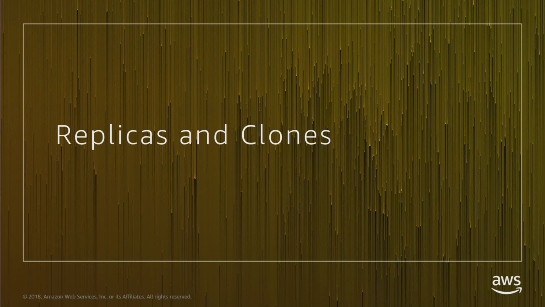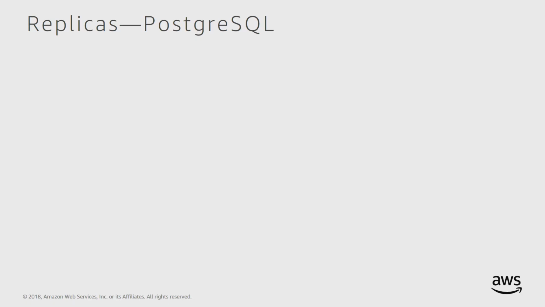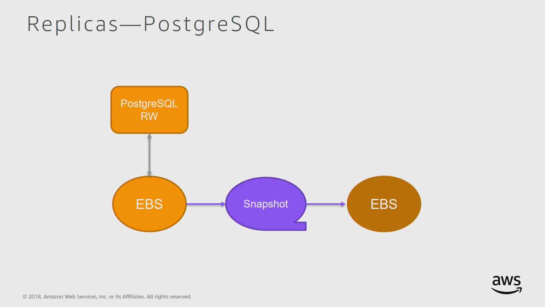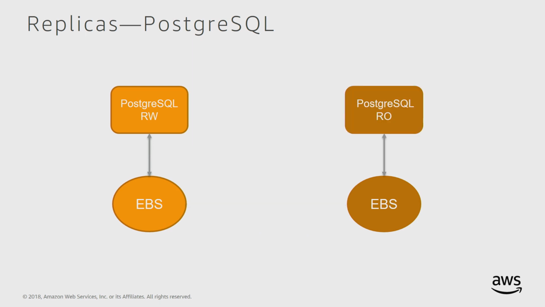So let's talk about replicas and clones. I always joke that this sounds like a Star Wars reference, but it's not. It's about Aurora. So in Postgres, when you ask for a replica, we have your standard RDS Postgres on EBS, and we take a snapshot for you, we restore that snapshot, make another EBS volume. It's pretty standard. It's what you do too, probably. We get rid of that snapshot, and we fire up a read-only node.